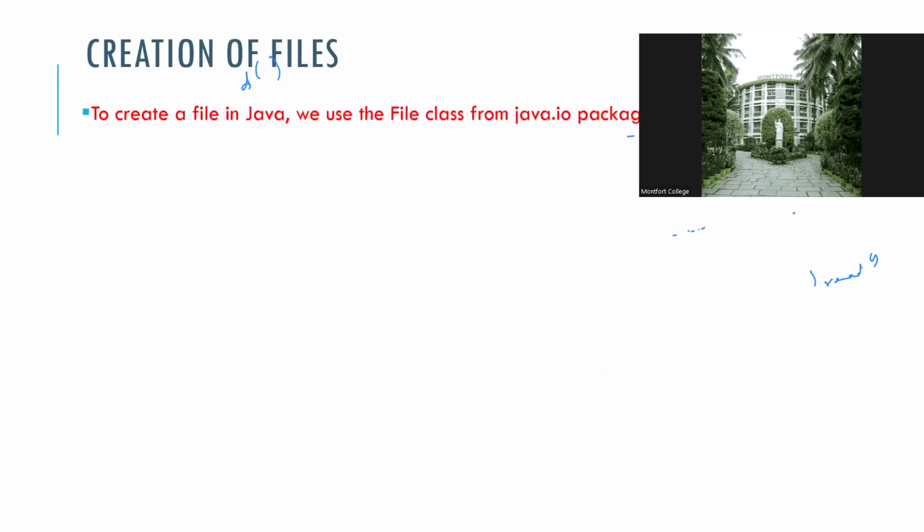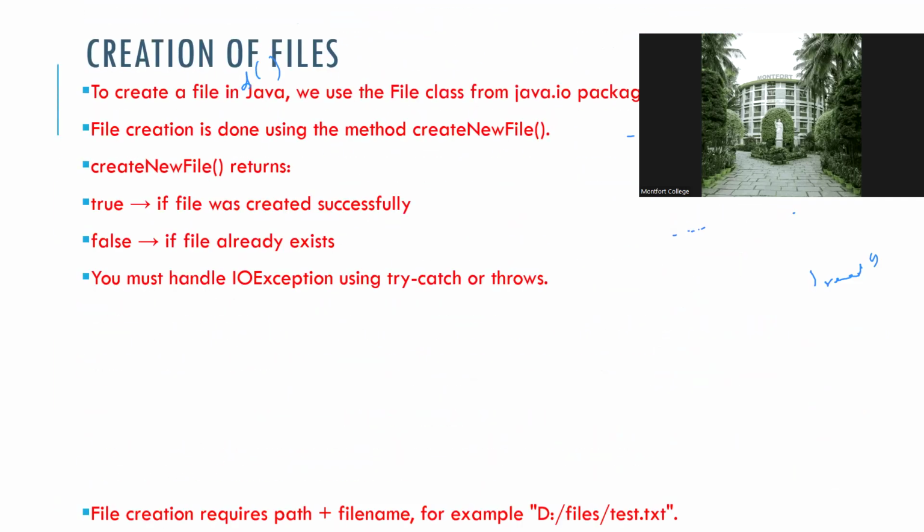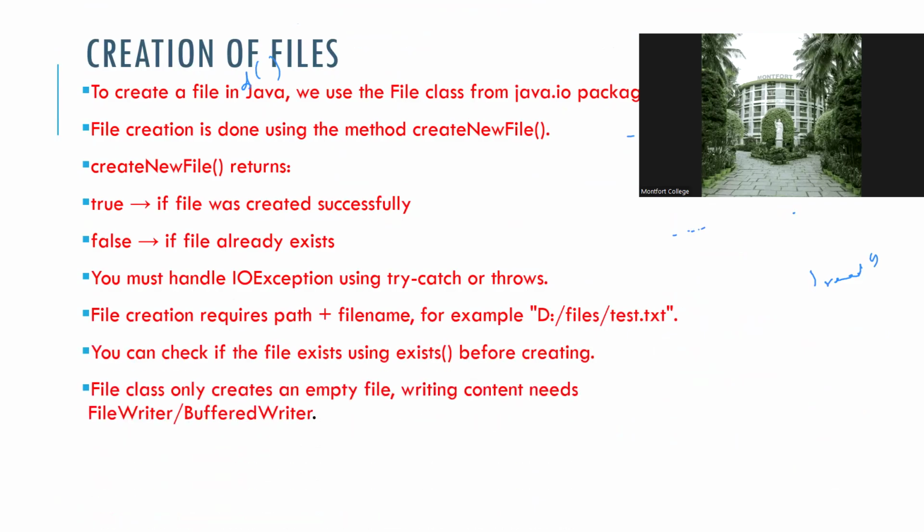Next, creation of files. How do we create files? Here they have given some steps to create a file in Java. We use the File class from the Java IO package. File creation is done using the method createNewFile, with capital N and capital F, then open brace, close brace. We will see this in code.